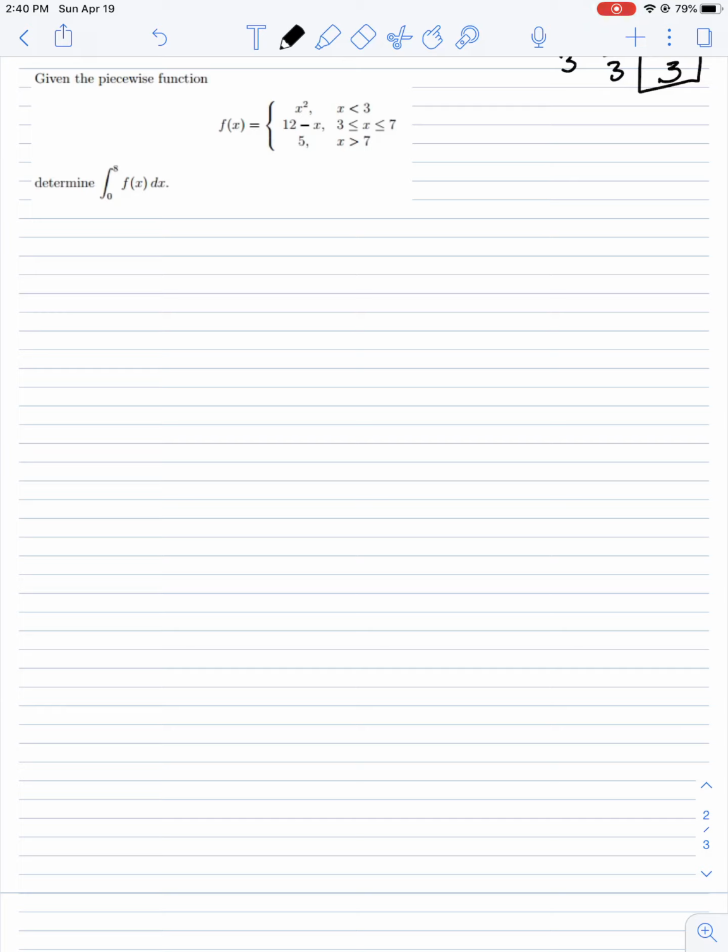So we are determining the interval from 0 to 8, and you can clearly see up here that we break at 3 and we break at 7, okay? So we're going to have to do several integrals for this. The first integral is going to be from 0 to 3. Why 3? Because it says x is less than 3 on the top line. That's going to be x squared dx.